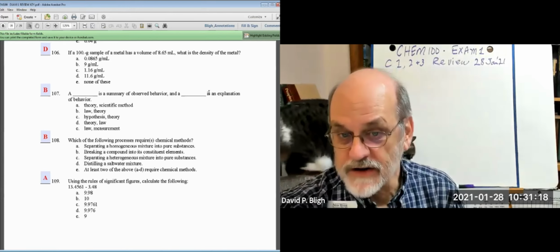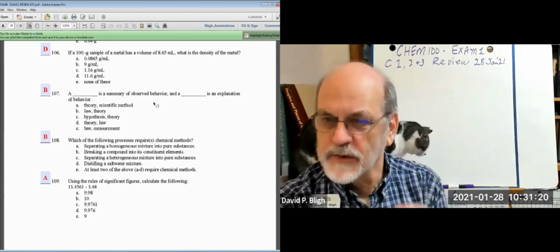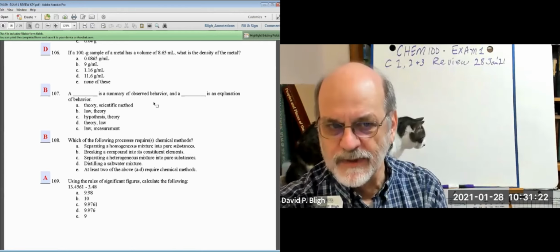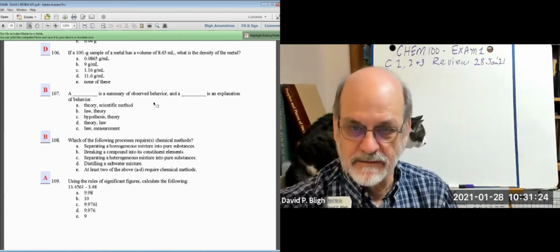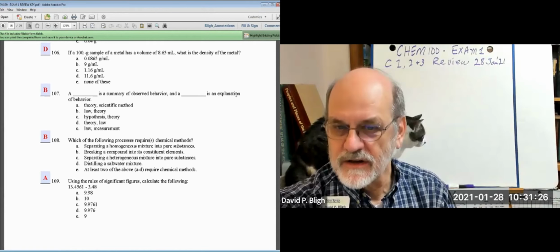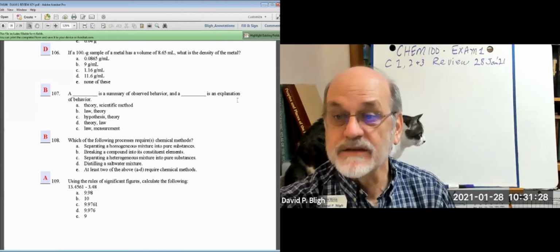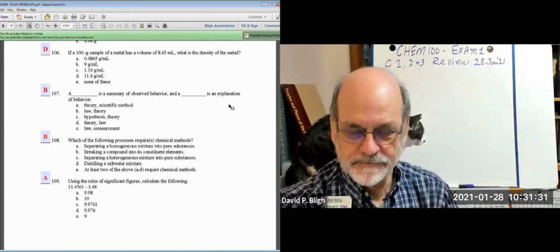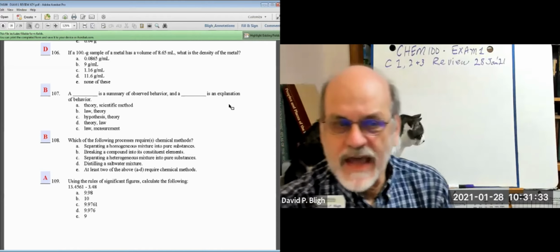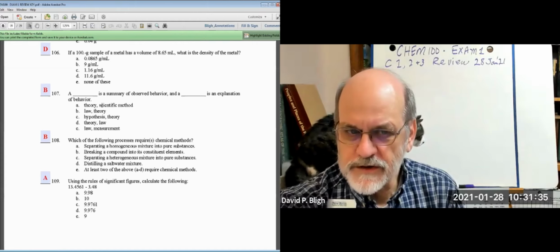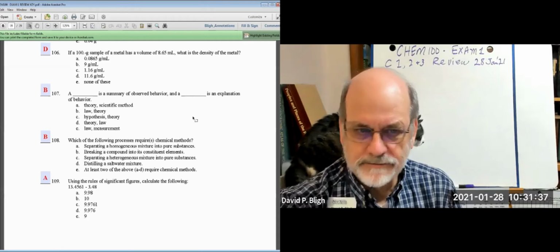Here in the second part is an explanation of behavior, an explanation of why something happens. That's a theory. An explanation here means why does it happen? So the answer is B. First one is a law, second one is a theory.